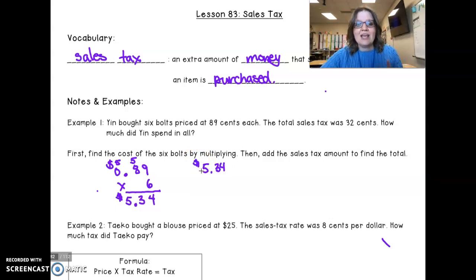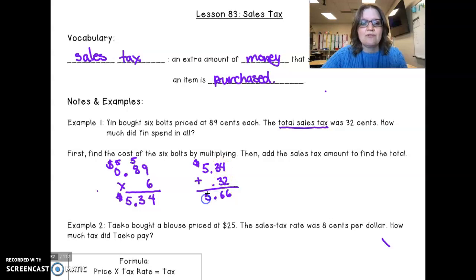The next thing is we add the sales tax, and it says the total sales tax for the whole thing is going to be 32 cents. So we add this. 4 plus 2 is 6. 3 plus 3 is 6. Here's our decimal, and we pull the 5. So Yin spent $5.66 total for his bolts.